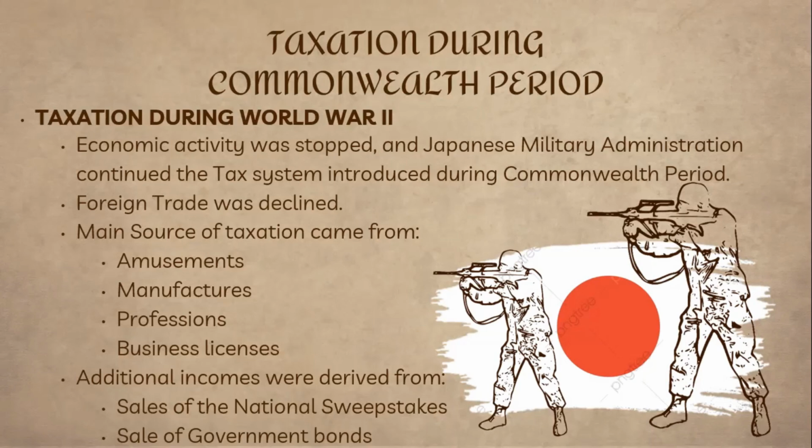So the foreign trade fell, and the main sources of taxation came from amusement, manufacturers, professions, and business licenses. So in the war age, the tax collection was a difficult task, and the additional incomes of the government were derived from the sales of the national sweepstakes and sale of government bonds.